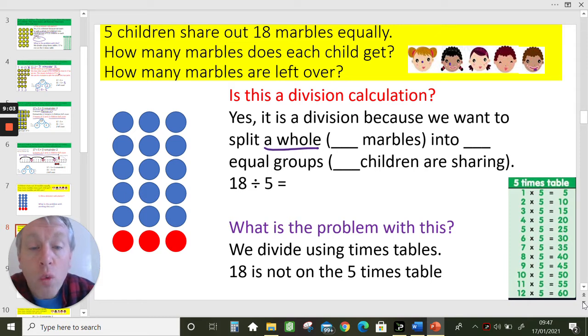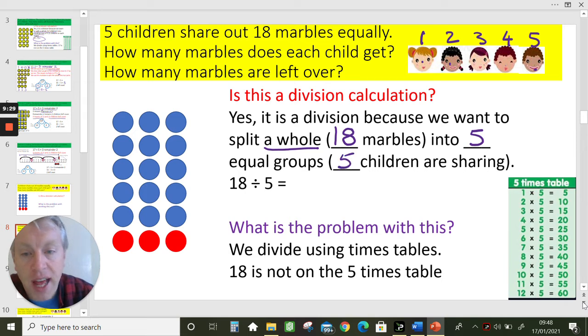No. Here, what we're sharing out or splitting up is the marbles. So it's 18 marbles is our whole amount. We're splitting the whole 18 marbles into 5 equal groups. We want a group for you, a group for you, a group for you, a group for you, and a group for you. 5 shares, 5 groups for 5 children. 5 children sharing. So it's 18 marbles shared by 5 children.